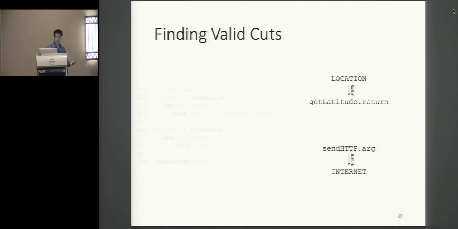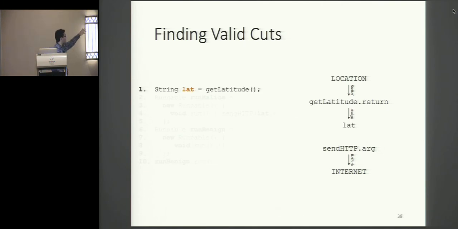So in order to find the source sink flow, our analysis encodes the semantics of the program in a labeled graph. The vertices in this graph are the sources and sinks, as well as the program variables. And the edges encode the relations between these vertices. So for example, here's the location source, and getLatitude. The return value of getLatitude is tainted by the location source. Here's the argument of sendHTTP, and that flows to the internet.